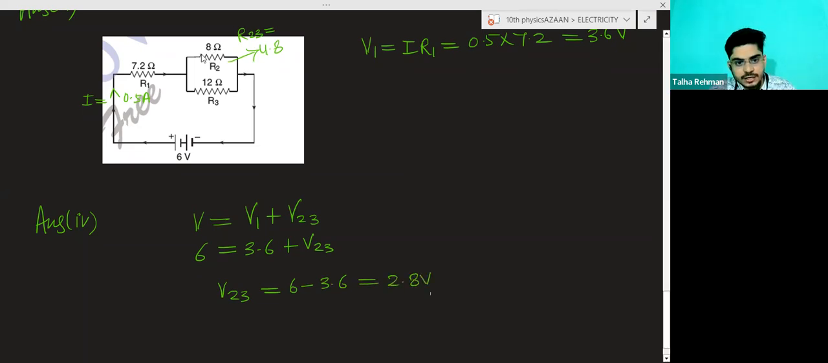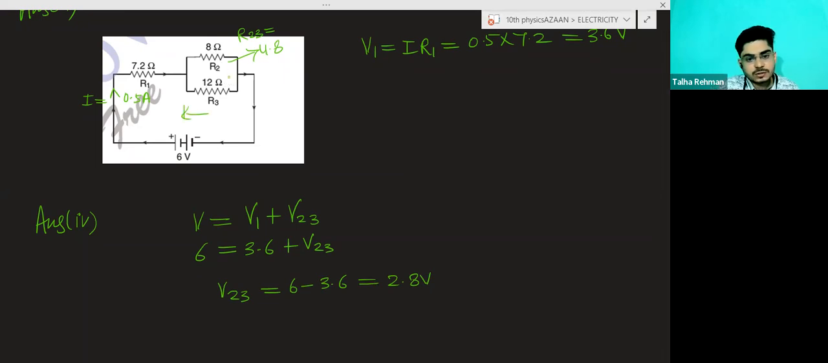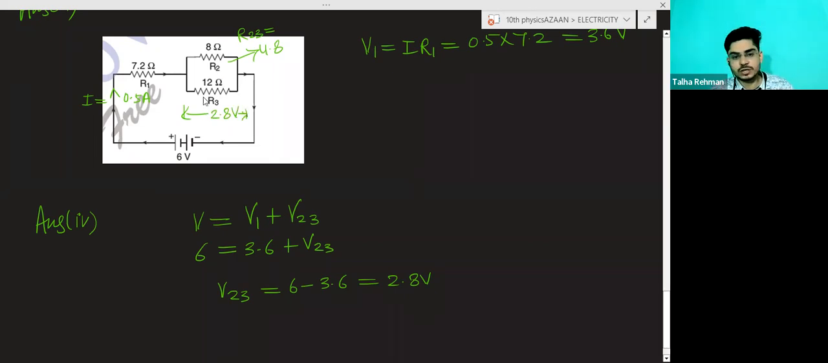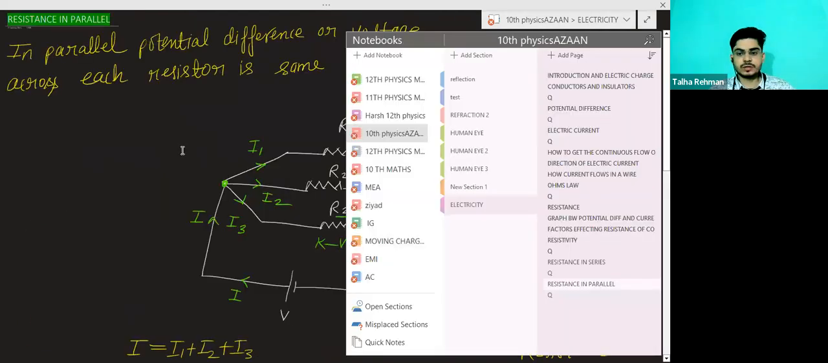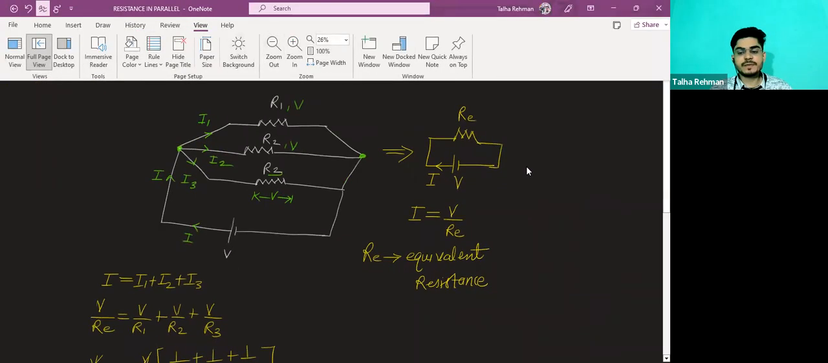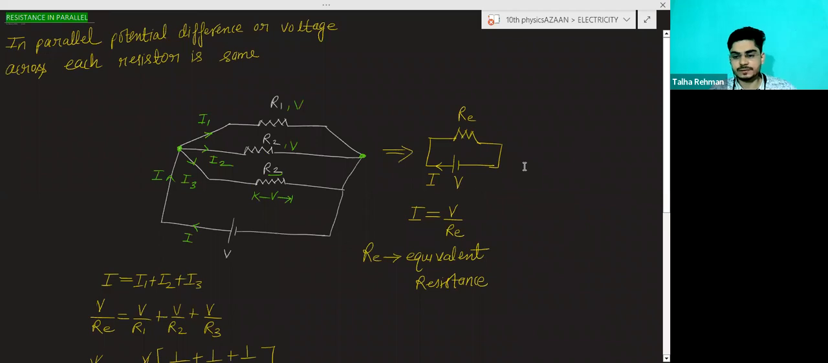Now through this circuit, the total voltage is 2.4 volt. And we know that in a parallel combination, each resistance will have the same voltage. So R3 will have 2.4 volt, and across R2 the voltage will also be 2.4 volt. Understood now? So you should know each and every step. Okay, write down. The series and parallel combination is the most important topic of this chapter.